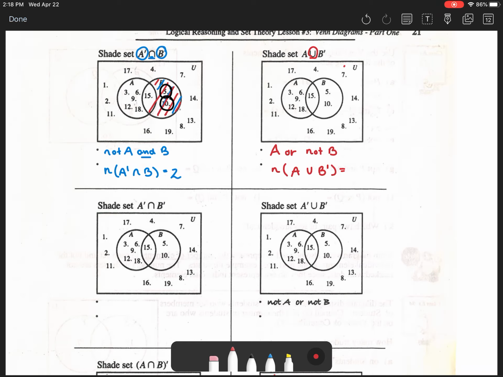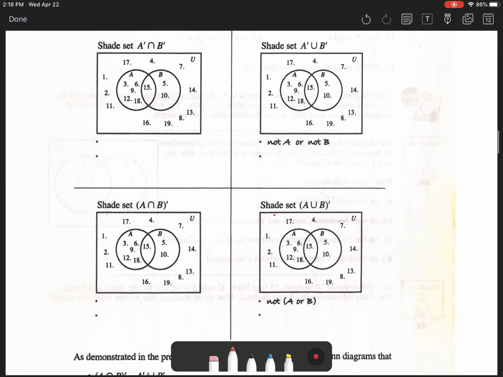So visualize shading in A, then visualize shading in not B. That's going to actually end up being the opposite of what we just had in the previous question. So when I shade in A and then not B, where they overlap, there will be 17 elements. The shaded area that they would overlap would look like this. So this is basically the shading in of A or not B. That's what we'd be after in that question.